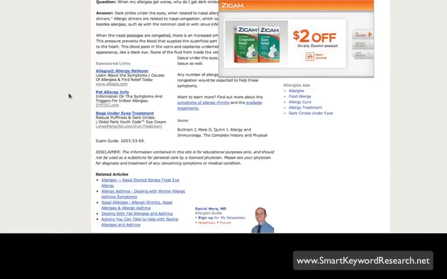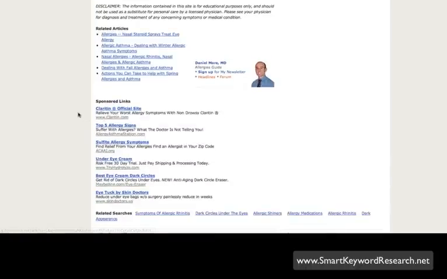So as you can see, there are several advertisers, and down here we have several more. Claritin site, under eye cream, best eye cream, eye tuck.